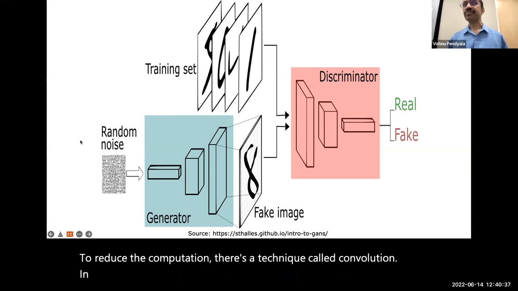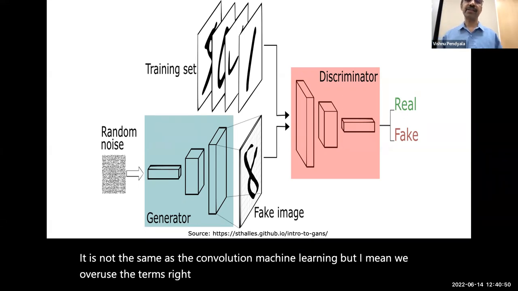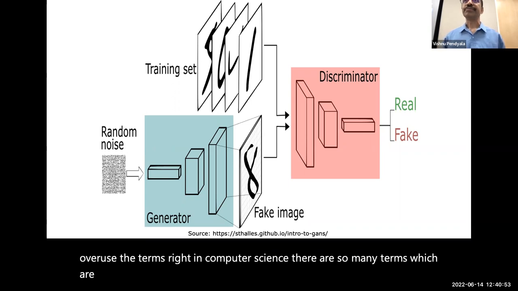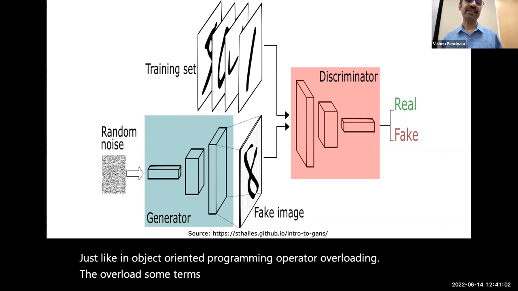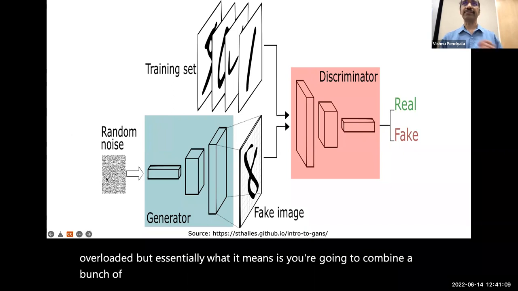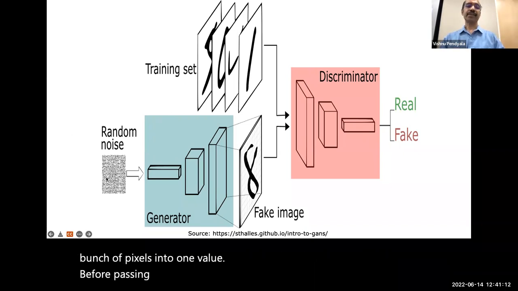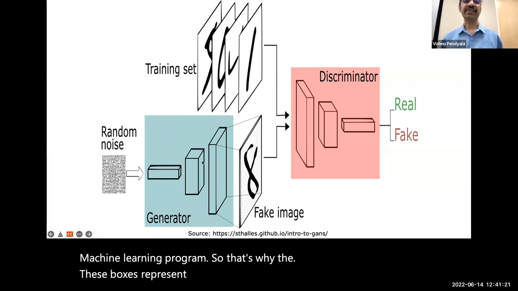In math, there is a convolution operator, but it is not the same as the convolution in machine learning. We overuse terms; in computer science, there are so many terms which are overused, just like operator overloading in object-oriented programming. So convolution is one such overloaded term, but essentially what it means is you are going to combine a bunch of pixels into one value before passing it to the machine learning program. That's why these boxes represent the convolutions, right?